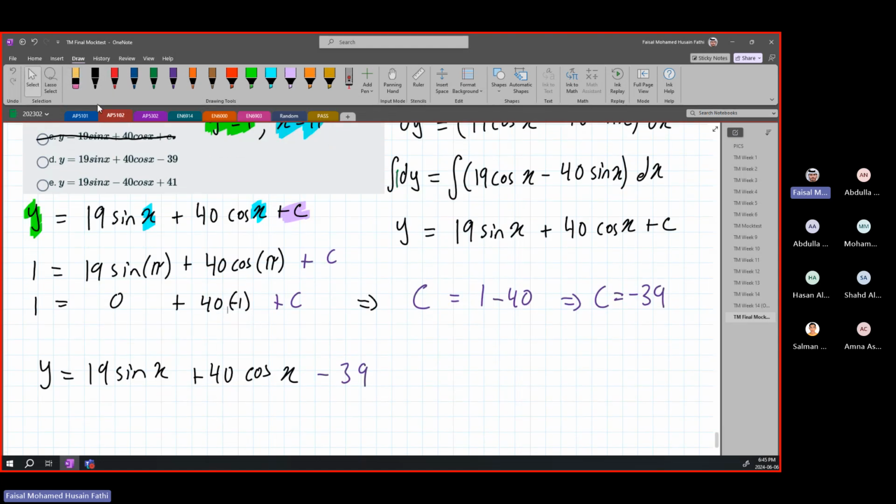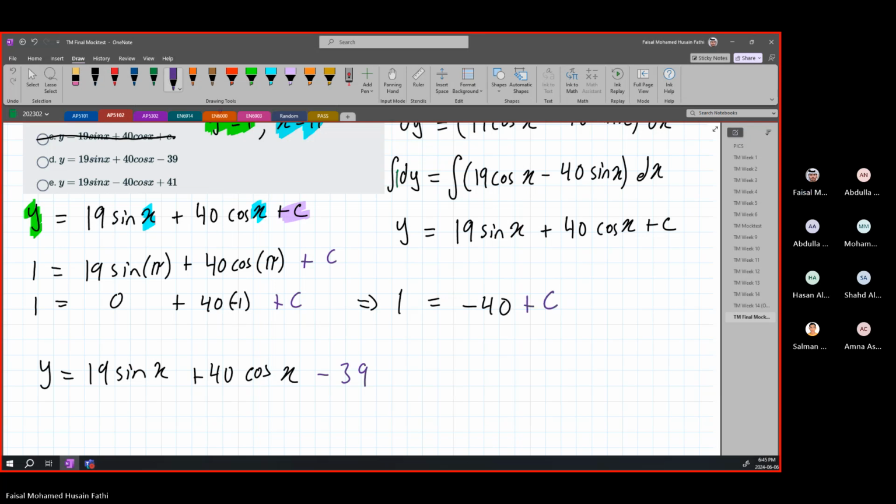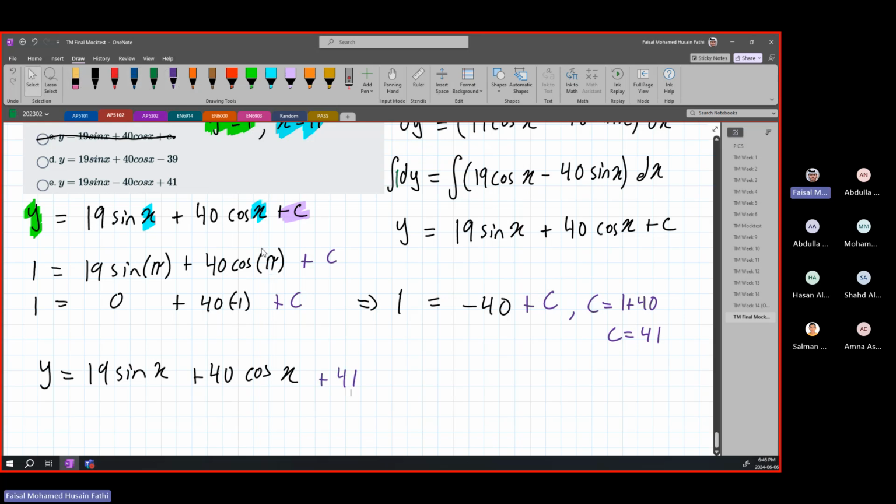So it is going to be, C is going to be 1 is equal to minus 40 plus C, meaning C is equal to 1 plus 40. So C is equal to 41. My bad. So this is plus 41 because the cosine of pi is minus 1. Cosine of 0 is positive 1.